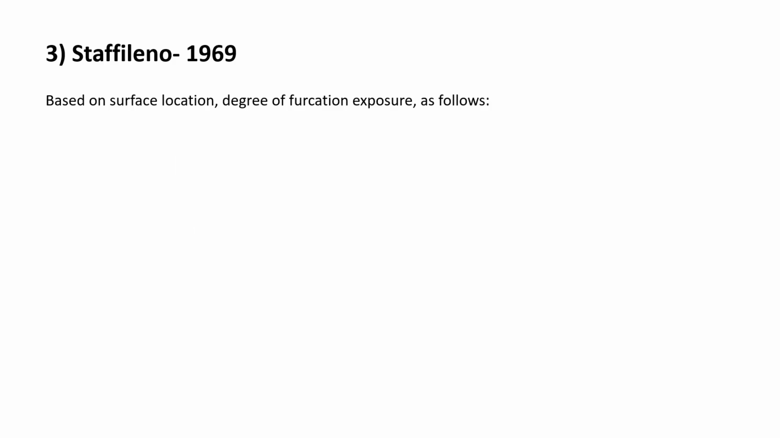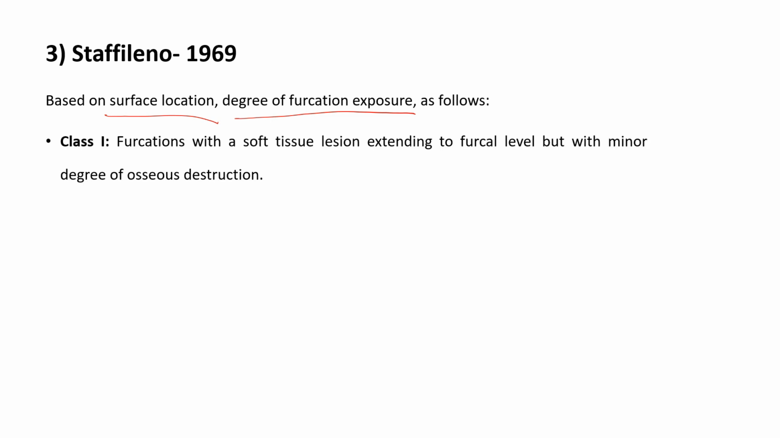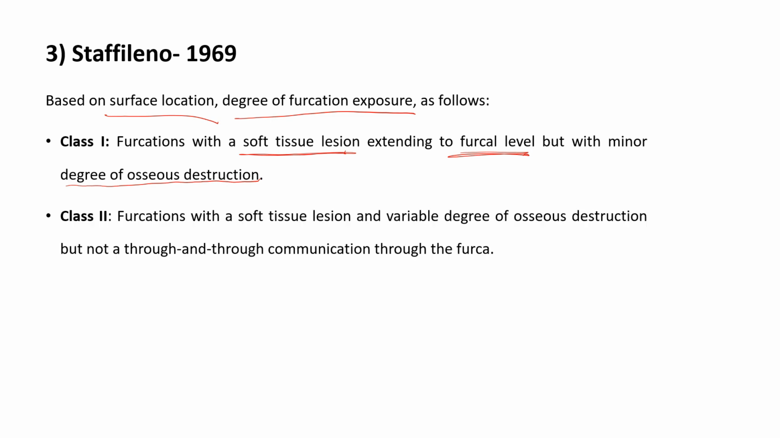Next is Staffileno, who gave his classification in 1969 based on the surface location, degree of furcation exposure. These two criteria were taken. Class 1: furcation with soft tissue lesion extending to the furcal level but with a minor degree of osseous destruction. That is, only initial bone loss is there and the soft tissue has receded to involve the furcation region. Class 2: furcation with soft tissue lesion and more osseous destruction than class 1, but it is not a through-and-through communication through the furca.